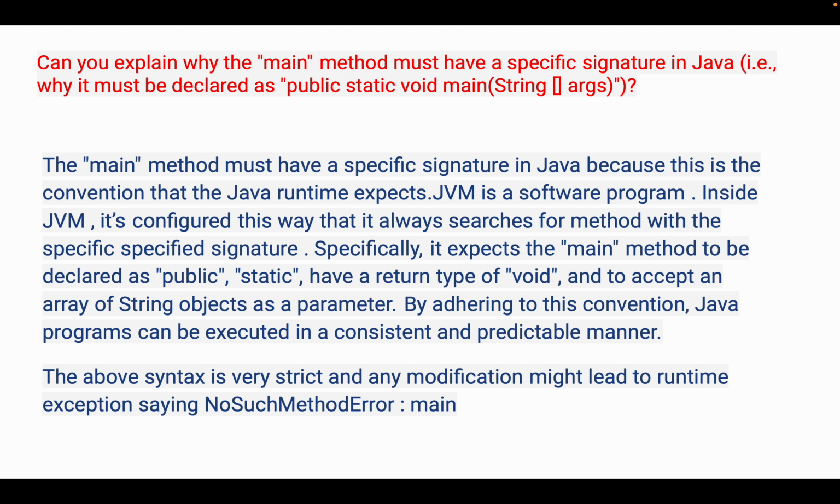Specifically, it expects the main method to be declared as public static and have a return type of void, and to accept an array of String objects as a parameter. By adhering to this convention, Java programs can be executed in a consistent and predictable manner. This is the format that has been defined inside the JVM: whenever program execution starts, try finding the method with the name main, with the access modifier public, that can be called without an object, and that does not return anything.